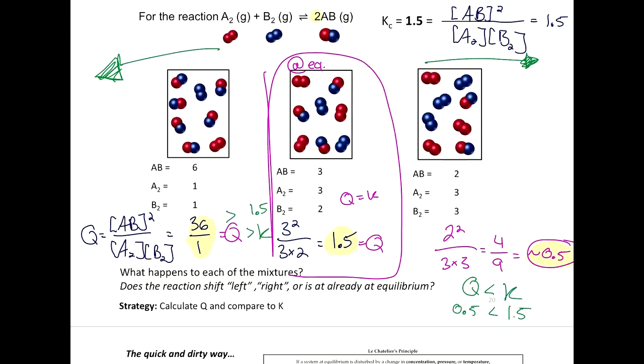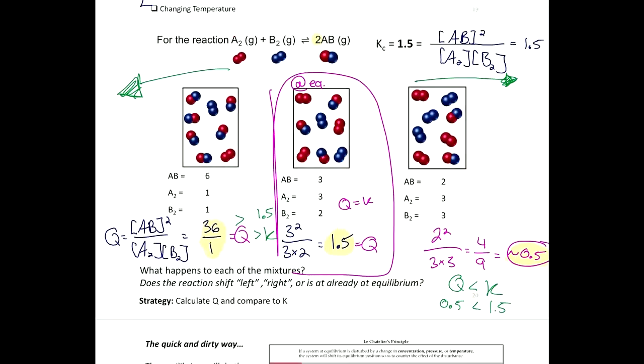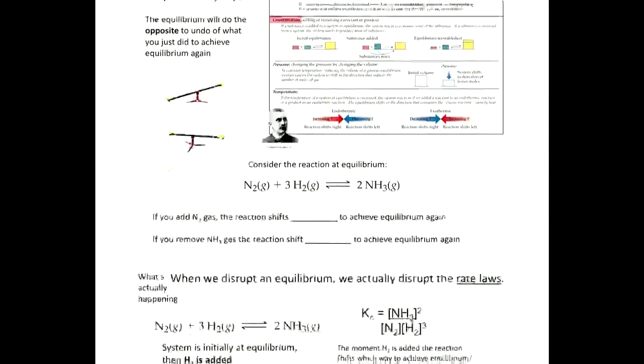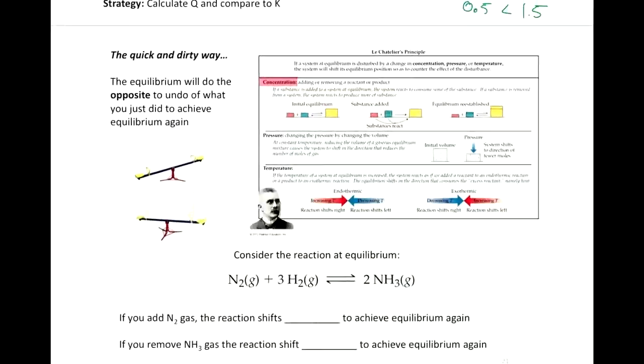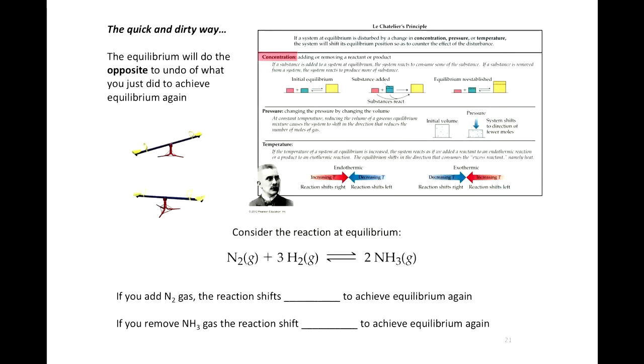So Q is really powerful. It lets us predict which way the reaction has to go to achieve equilibrium. Okay, so that's just kind of the power of Q and what it can tell us at a given situation. So let's talk about Le Chatelier's principle.